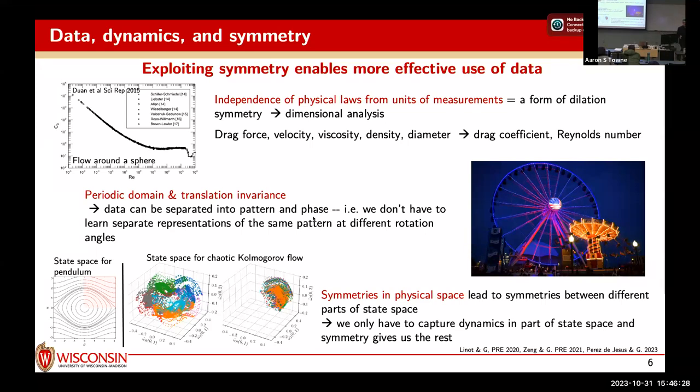We can also make efficient use of data using other kinds of symmetries that are more familiar. One is if we have a periodic domain. I have to admit, I gave this talk last week in Evanston, and this is the Ferris wheel from Navy Pier in Chicago. That's why that's still there. I couldn't find a good example from Ann Arbor. So when you have periodic boundary conditions and translation invariance, we can separate the data into a pattern and then just a phase angle, a shift of that same pattern.